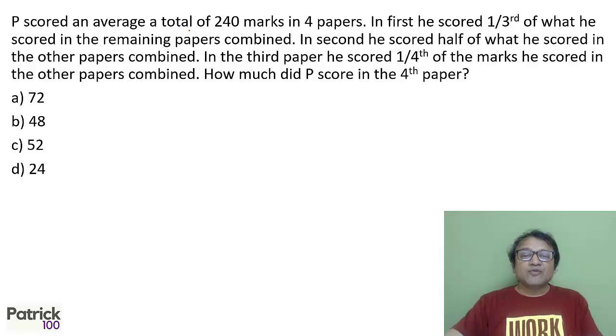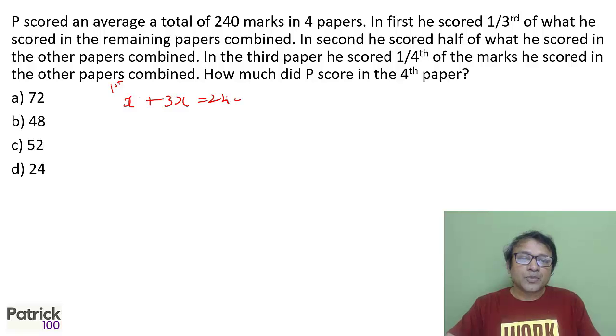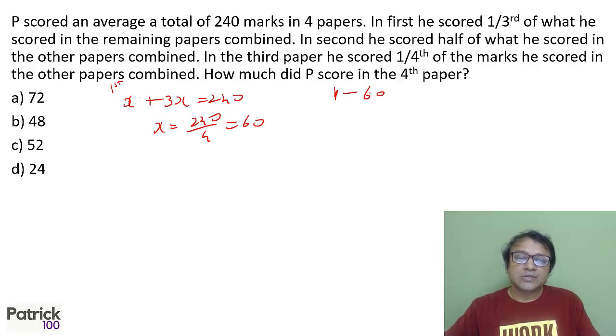P scored a total of 240 marks in 4 papers. In the first paper, he scored 1/3 of what he scored in the remaining papers. That means in the first paper, he scored X. In the remaining papers, he scored 3X. And the total is 240. From that, you can make out 4X is 240, or X is 240 upon 4, which is 60. That means the first paper he scored 60.